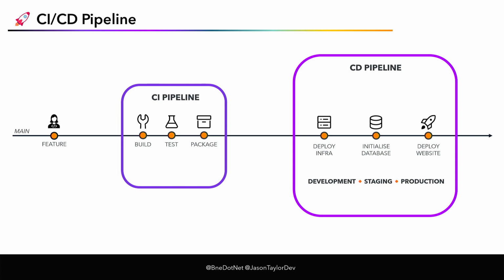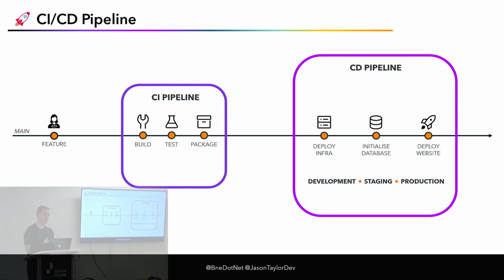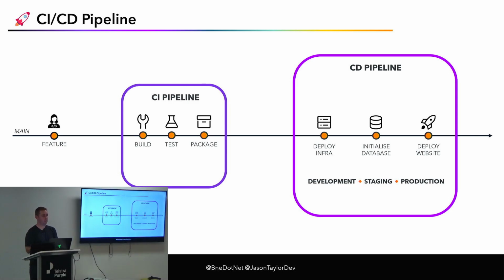When it packages the solution, it's building the Entity Framework Core Migrations Bundle and the publish output of the website. We'll then kick off the CD pipeline. For each environment that's configured, it will deploy the infrastructure using Azure, and it will initialize the database using the Entity Framework Core migrations. And that's really good, right?